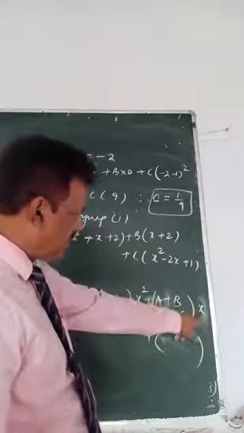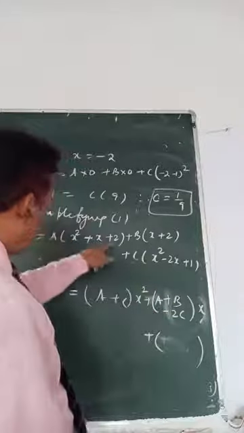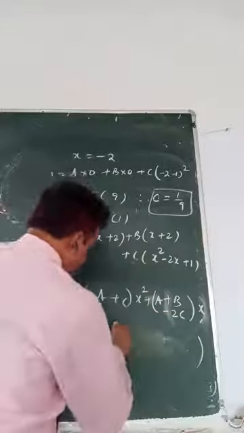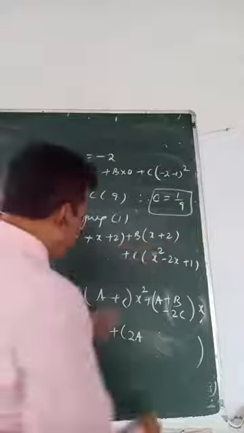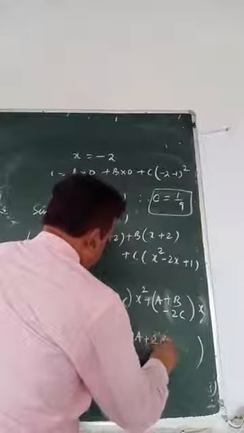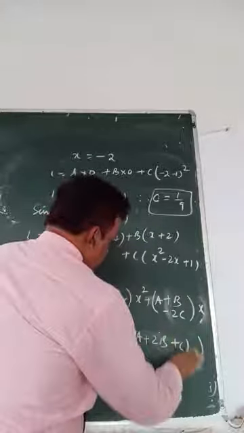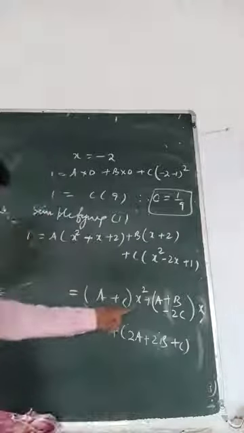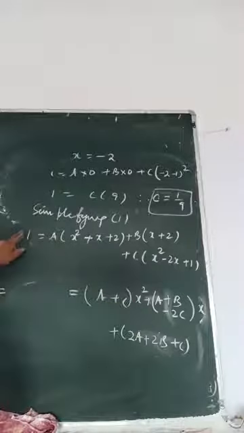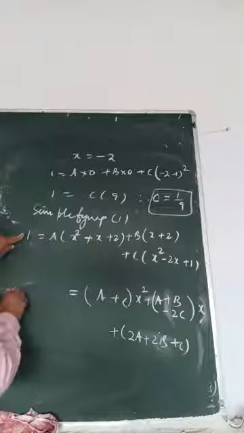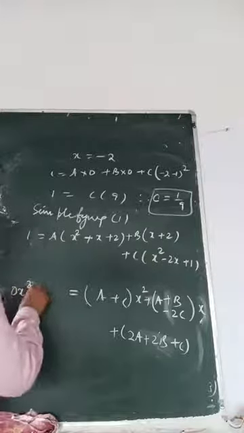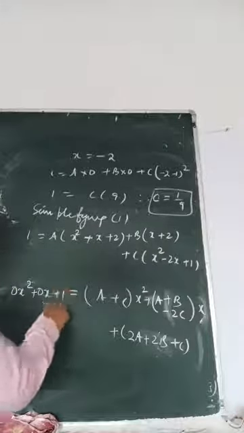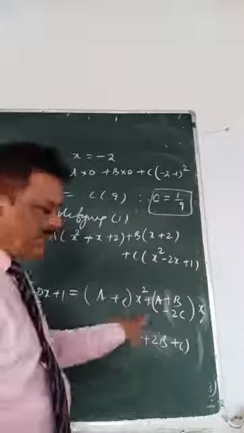You have taken x common. No x term, 2a plus 2b plus c. So after that you compare. If there is x square, there is no x square here. You write 0x square. No x, 0x. Then plus 1.